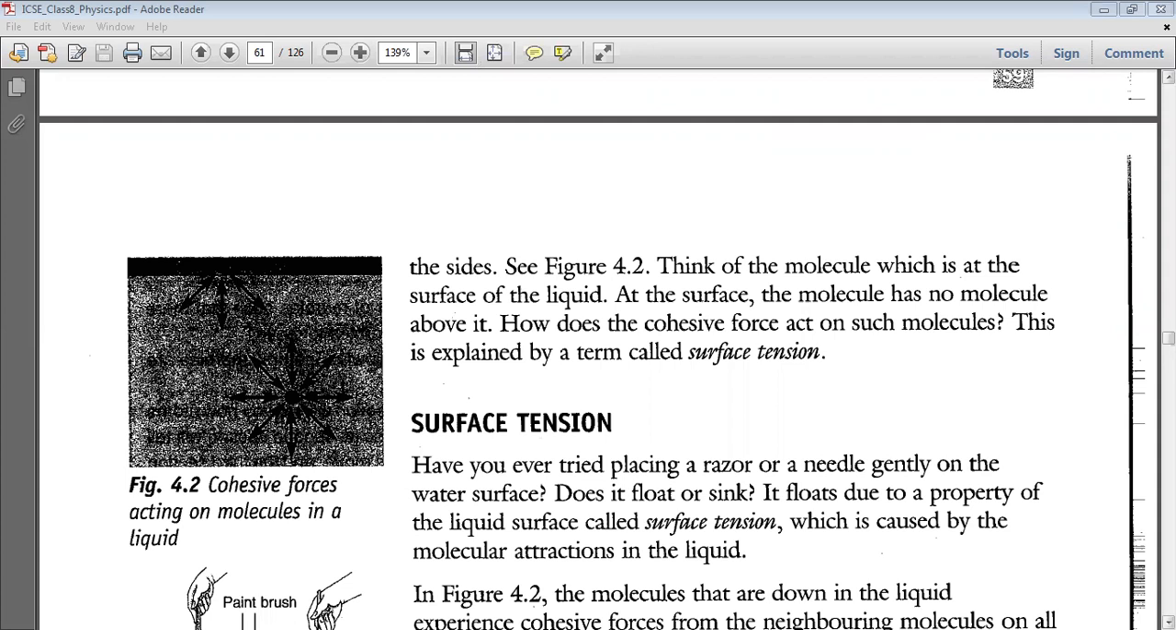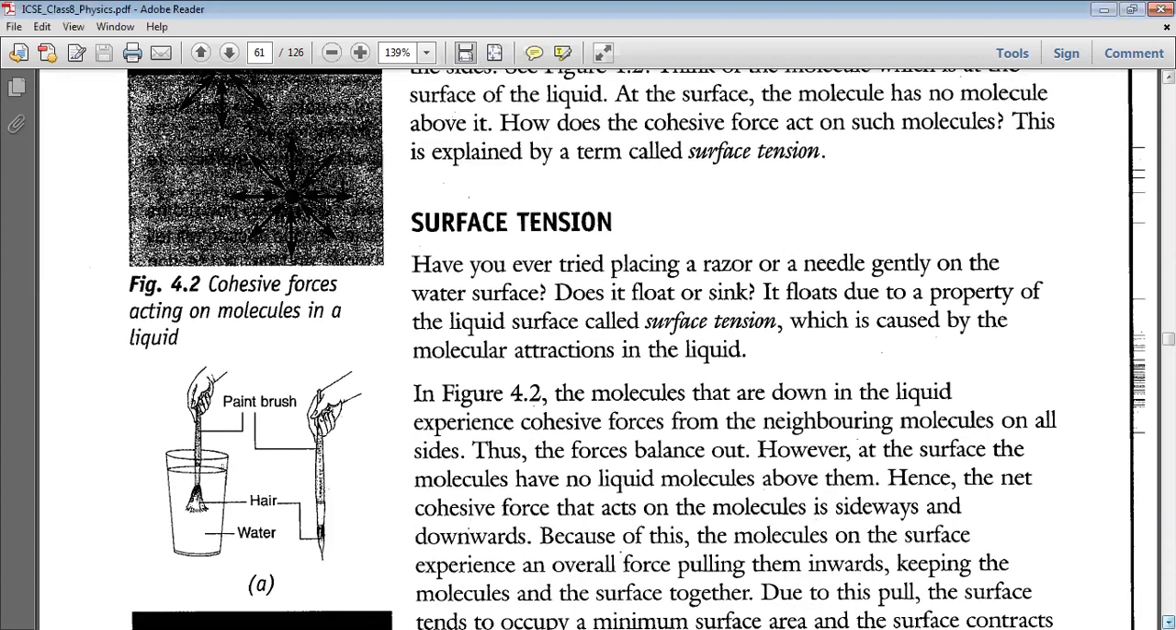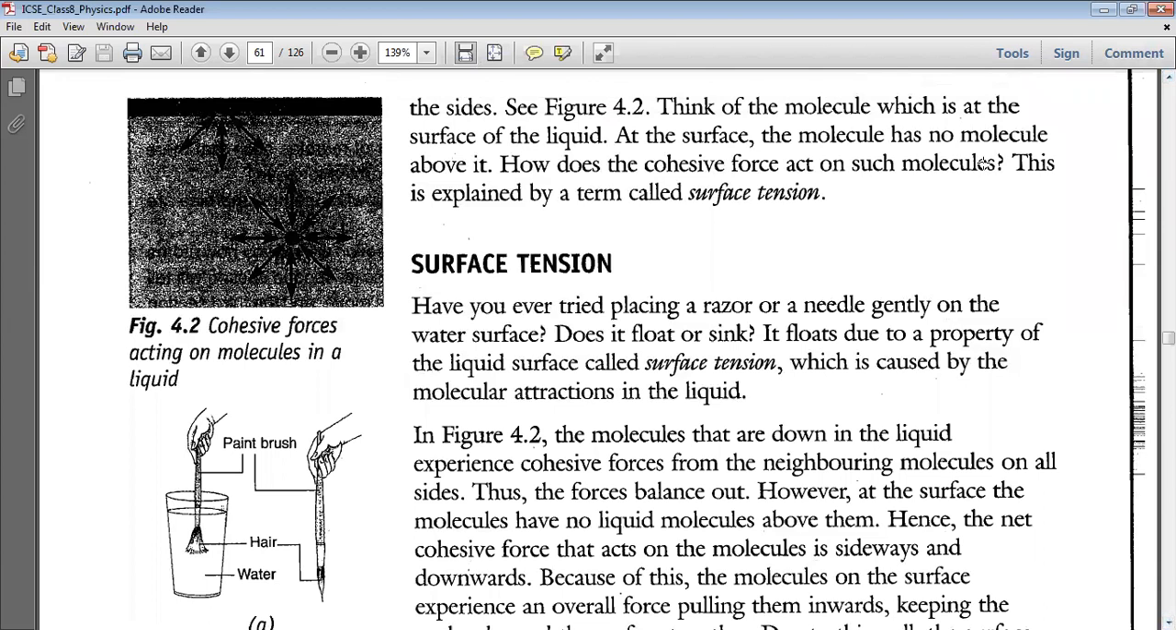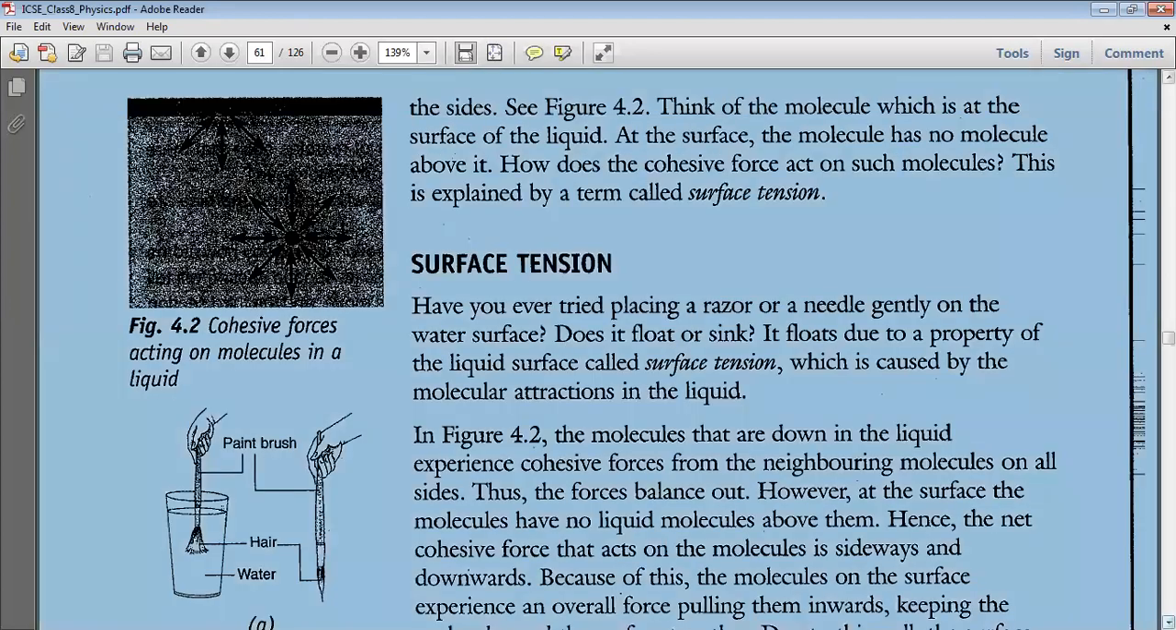Now there is another phenomenon which we can understand, which is called the phenomenon of surface tension. This will explain how this cohesive force acts on these molecules. এই যে মলিকিউল গুলো আছে, এই মলিকিউল গুলোতে কোহেসিভ ফোর্স কিভাবে অ্যাক্ট করে, how the force between the individual molecules is actually acting, right? That we will be seeing. So let's just read it out.